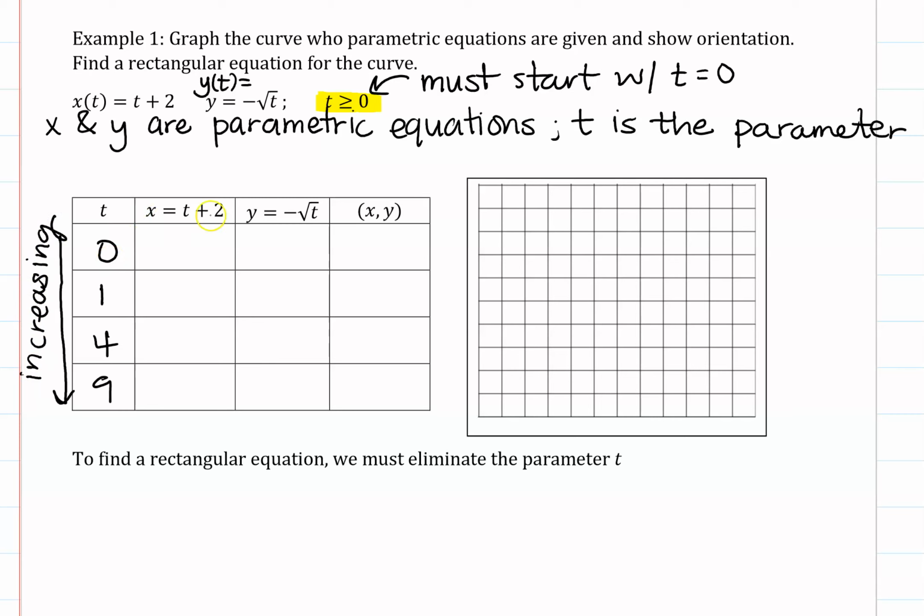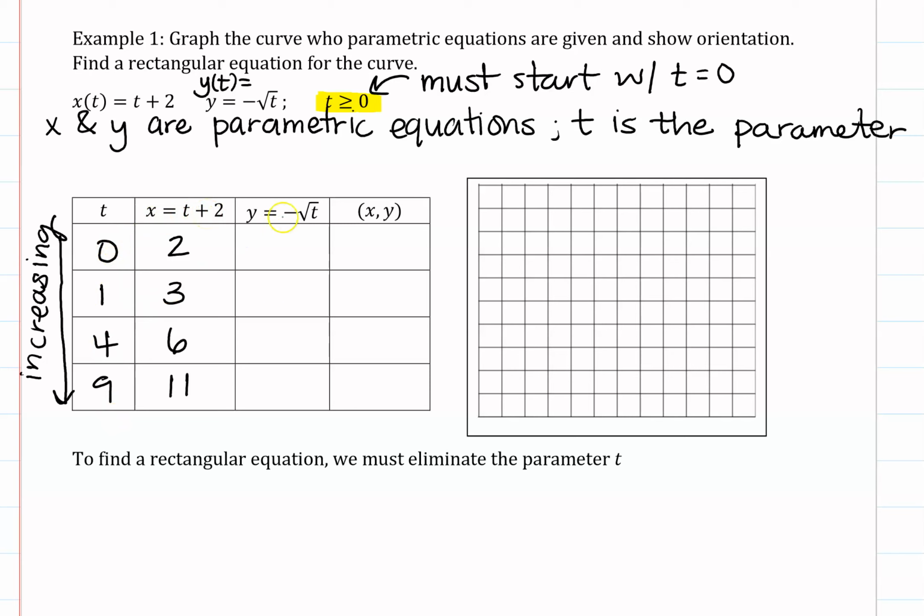So when I plug 0 into x, I have 0 plus 2, which gives me 2. Plugging 1 into x, 1 plus 2 is equal to 3. 4 plus 2 is equal to 6. And then finally, 9 plus 2 is equal to 11. So we filled out this second column by taking our t values and plugging them into the equation for x.